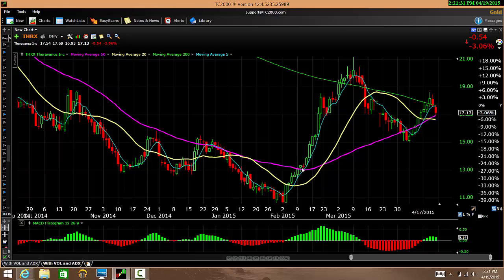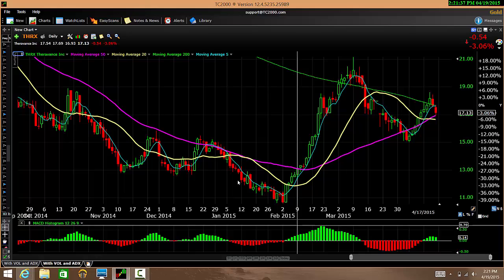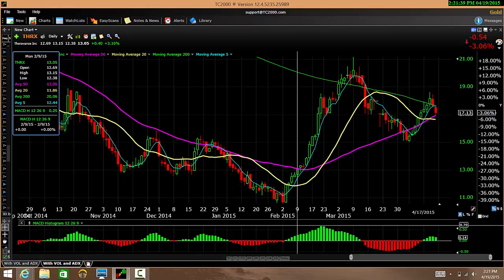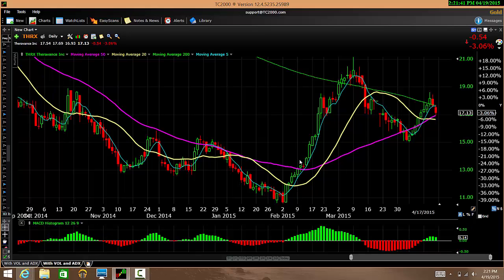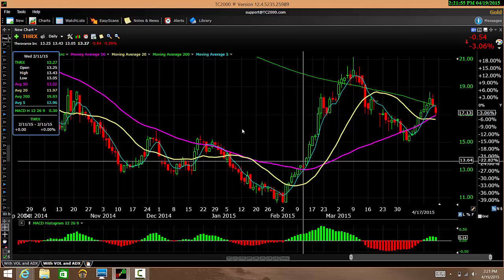Now the 5-day crosses above both the 20-day and the 50-day moving averages, and the MACD histogram is showing green bars. So this is where I would place the trade. So I would avoid all this here, this downtrend, but as soon as the 5-day crosses above these moving averages, and the MACD is showing green bars, this is where I would place the trade.